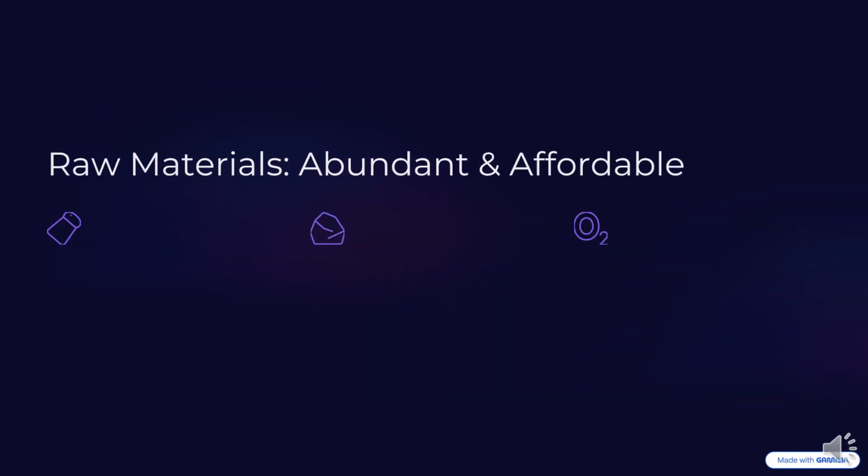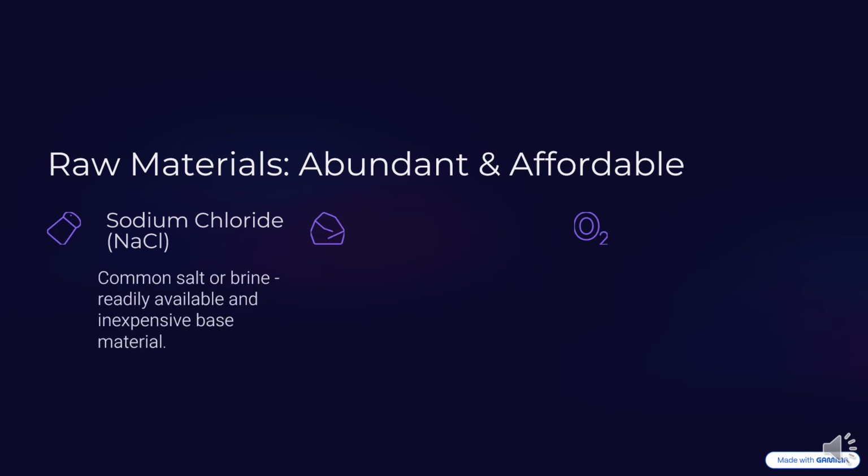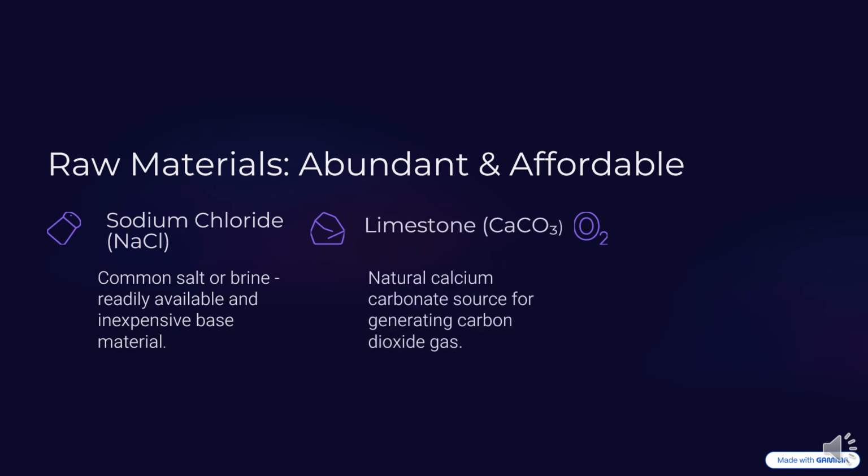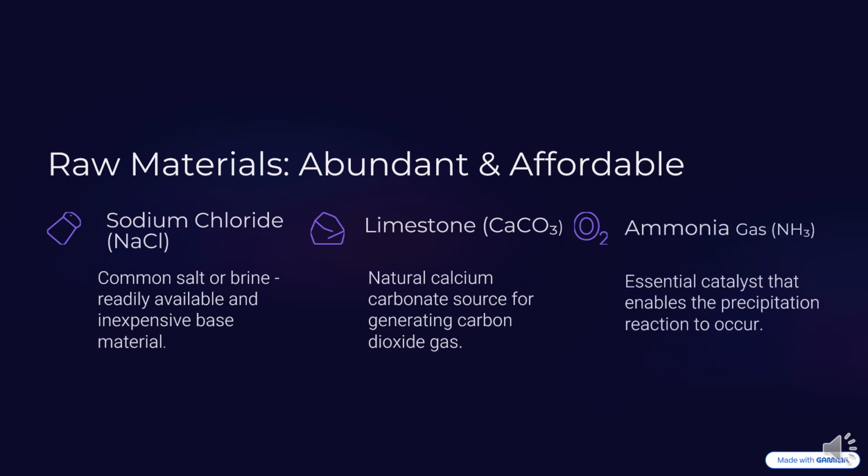Let's learn why Solvay's process is so successful. The reason behind is that raw materials are abundant and affordable. Our first raw material is sodium chloride, common salt or brine, readily available and inexpensive basic material. Limestone, calcium carbonate, natural calcium carbonate source for generating carbon dioxide gas. Ammonia gas, essential catalyst that enables the precipitation reaction to occur.